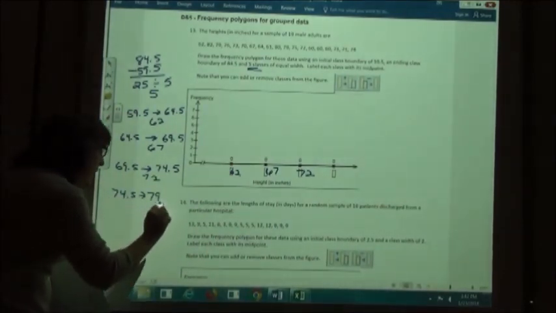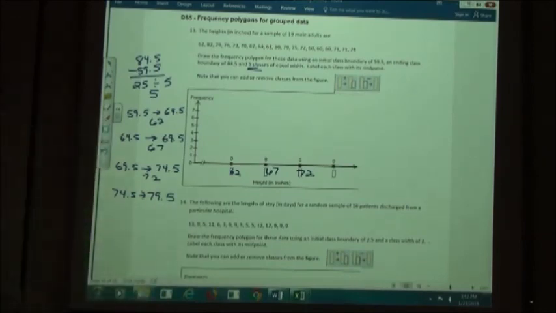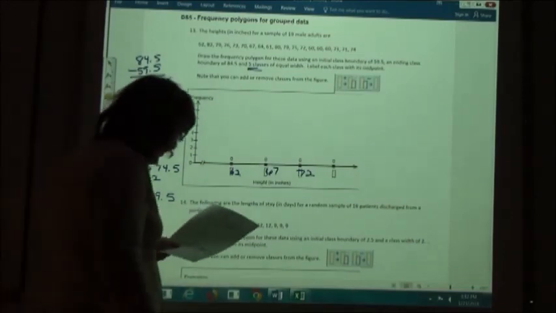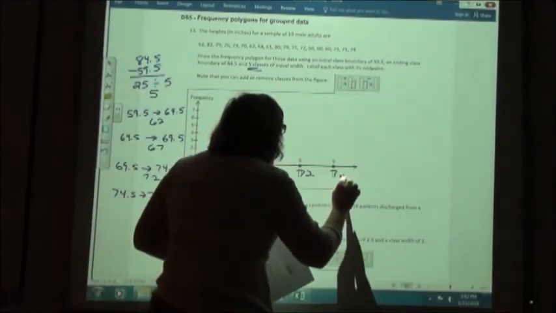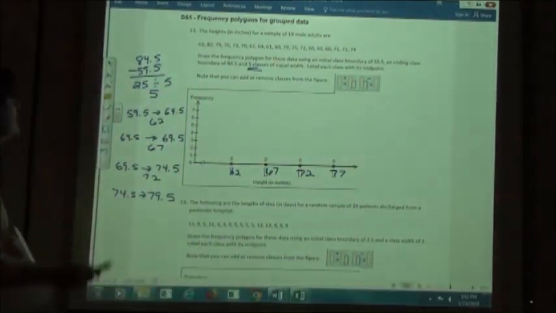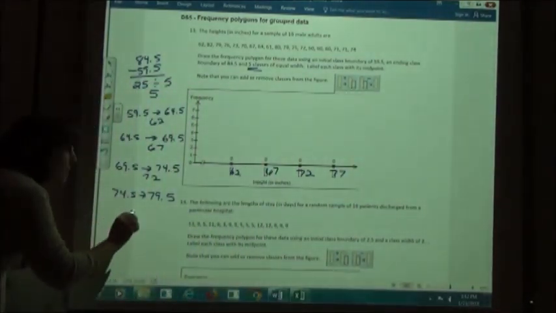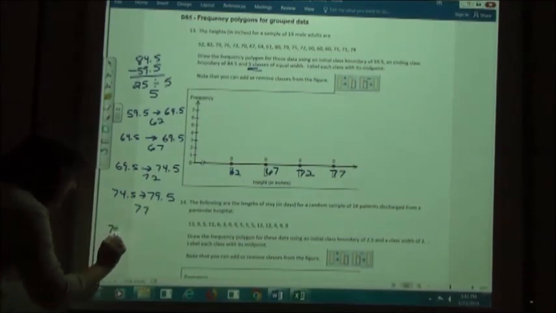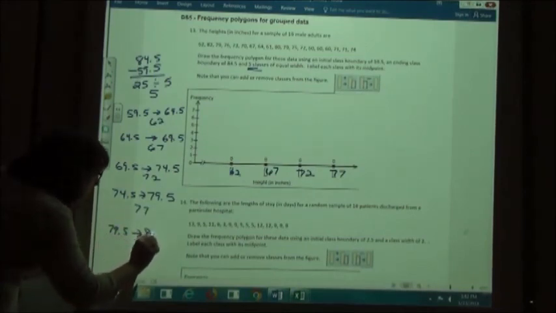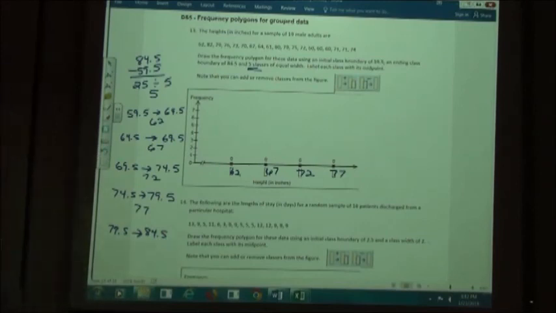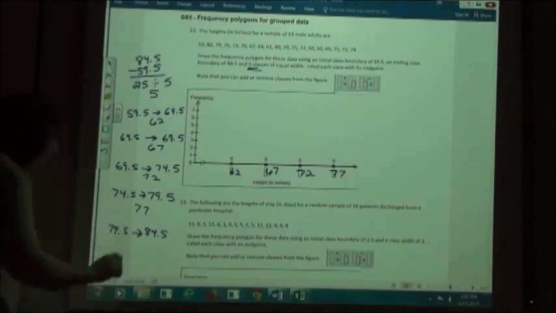My next section is going to be from 74.5 to 79.5. So the midpoint of that is going to be 77. And we're not quite to the end because we've got to go to 84.5. 79.5 to my 84.5. My midpoint of that is going to be 82.